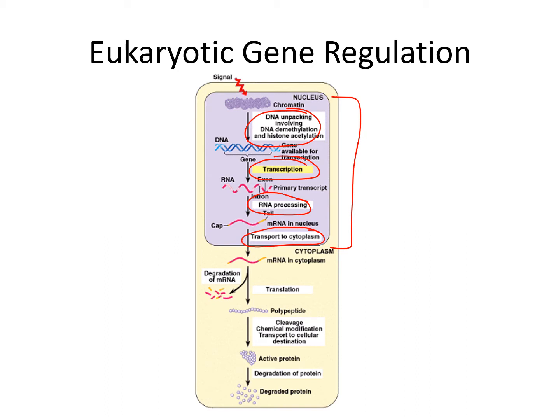And even once it is in the cytoplasm, there are different ways to regulate protein production. So that could involve the degradation of the mRNA, whether it's intact or not, different levels of translational control, and then control once the protein is made.